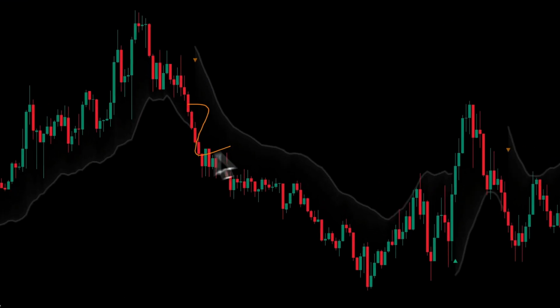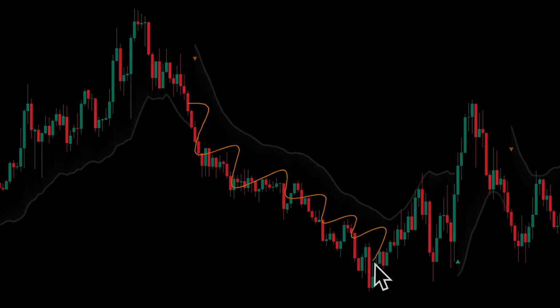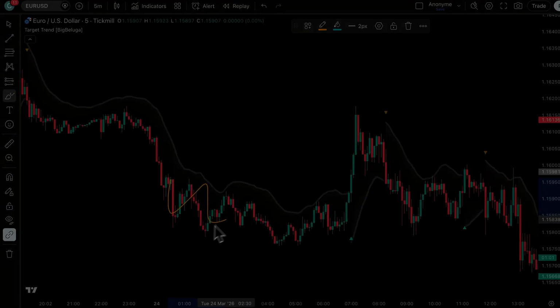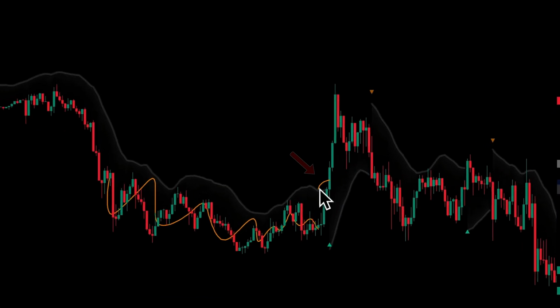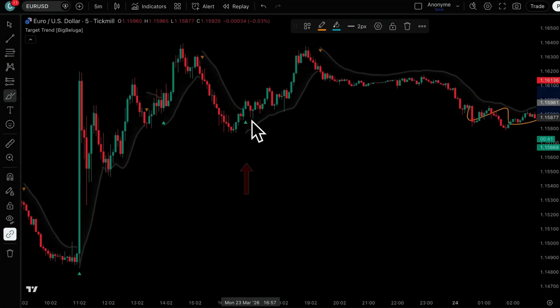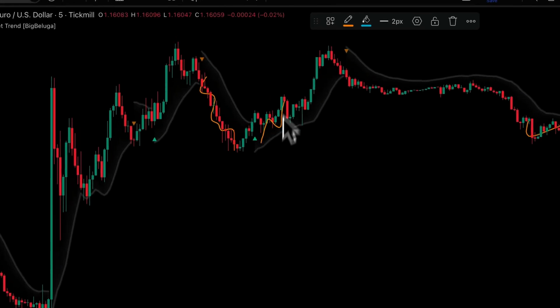When the market is below the gray line, it's bearish. And when the market is above this gray line, it's in an uptrend. When there are trend changes, the market will break the gray line to move above it. And in this trading strategy, we're going to trade those trend changes.